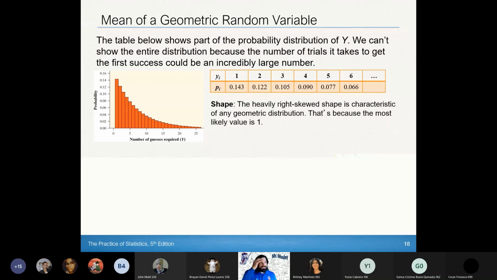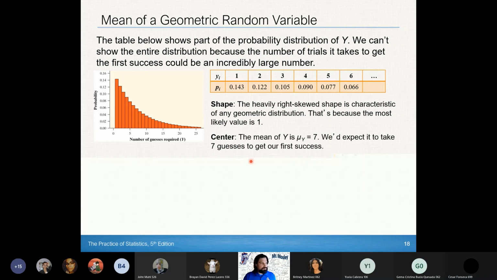We see that this is heavily right skewed, and this is characteristic of any geometric distribution because the most likely value is 1. The most likely thing to happen is that the first guess is correct in the scenario where we have the lucky day game.